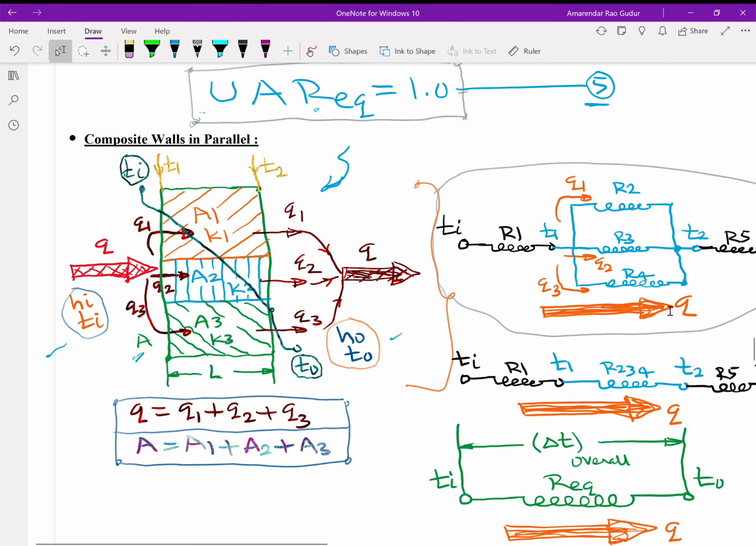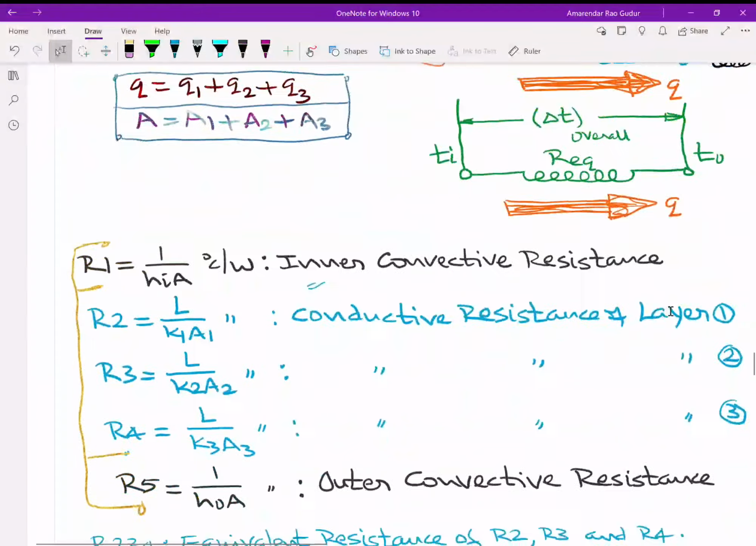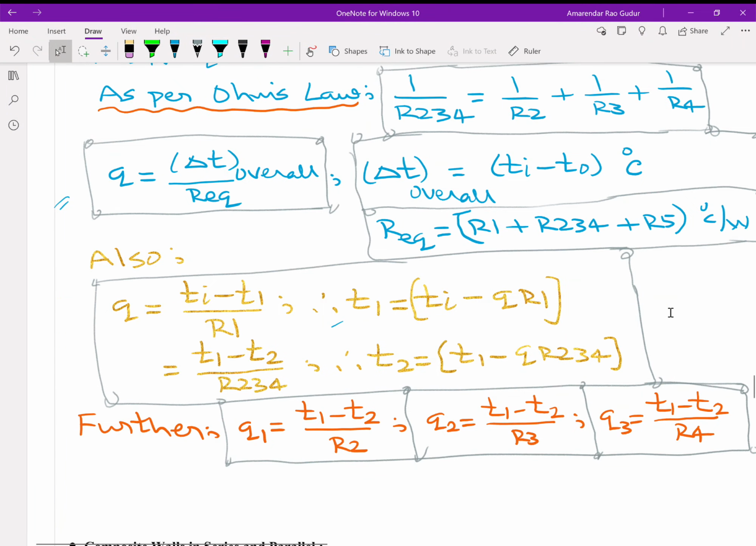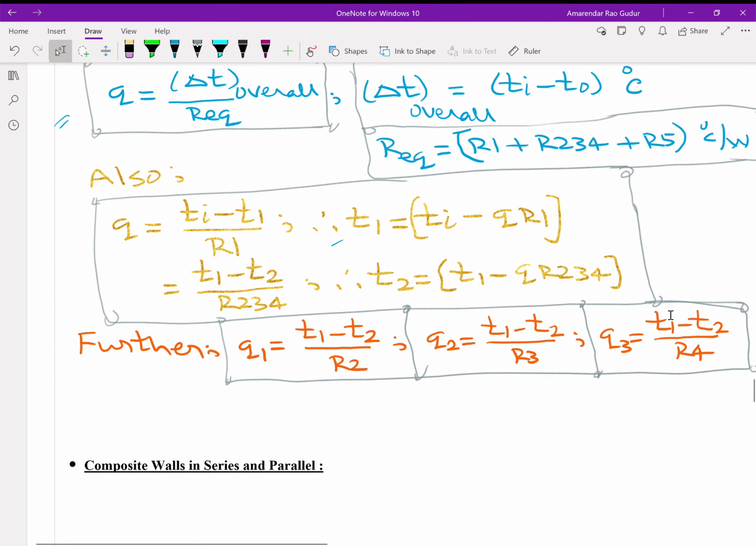Now your Q1, the upper component, will be (T1 minus T2) by R2. Your middle component will be (T1 minus T2) by R3. Your lower component will be (T1 minus T2) by R4. That way you can find the conduction components which are shown over here. The driving potential is the same, only the resistances are changing depending upon the area available and the material.